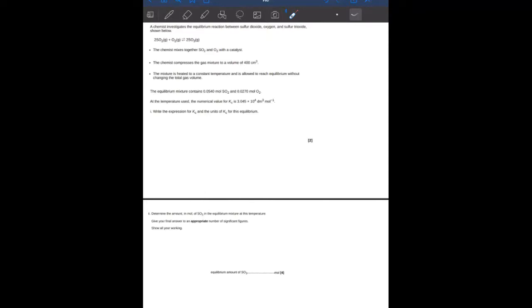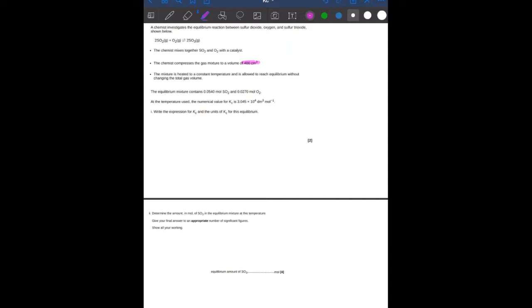So a chemist investigates, mixes together sulfur dioxide and oxygen with a catalyst. We get given a volume here, so let's highlight that up because that's going to be important later on. Mixture is heated, reaches equilibrium without changing the total gas volume. That's important. So that means that this value here is what we're going to come back to, the 400 centimeters cubed. The equilibrium mixture contains 0.0540 SO2 and 0.0270 O2. At the temperature used, the numerical value for Kc is 3.045 times 10 to the 4.